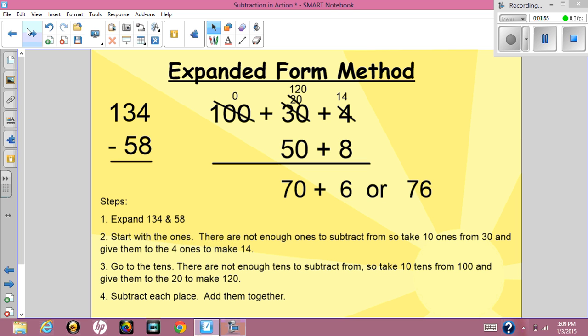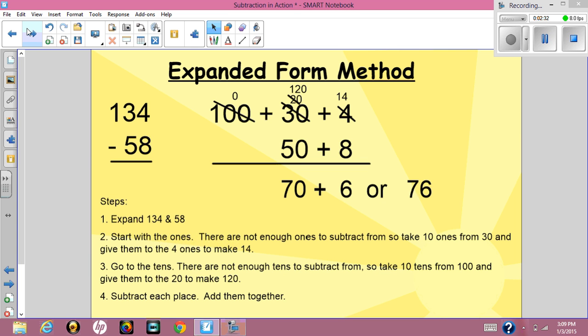Then we start with the ones, and there are not enough ones to subtract 8 from 4. So take 10 ones from the 30 and give them to the 4 ones to make 14. Now let's look at the tens. Well, there are not enough tens to subtract 50 from 20. So we need to take 10 tens from 100 and give them to the 20 to make that 120.